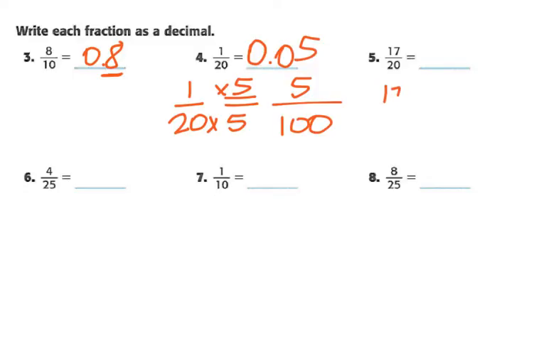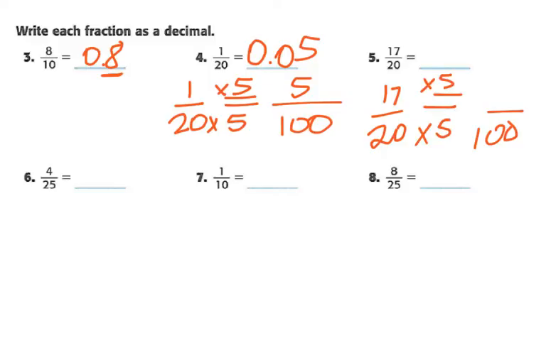For 17/20, I'm pretty much going to do the same thing. I'm getting it to a denominator of 100. I realize I multiply 20 times 5 to get to 100, so I'll multiply 17 times 5. Okay, so that's 50 plus 35, which would be 85 hundredths. And I can simply write that as 0.85. I'm going to give you all 1 minute to answer the next 3. You can begin. I'll come back afterwards and show you what I did.